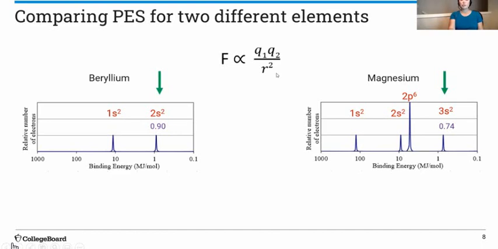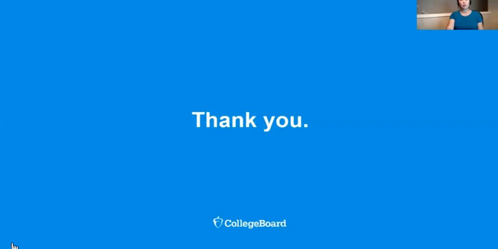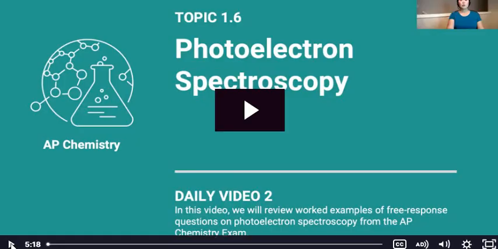Tying this back to Coulomb's law, remember, if our r value is increasing, meaning the distance between the electrons and the nucleus is greater, the force of attraction is less, and that means there would be less binding energy. This is the end of the video. Thank you for watching. Please join me for the next video.